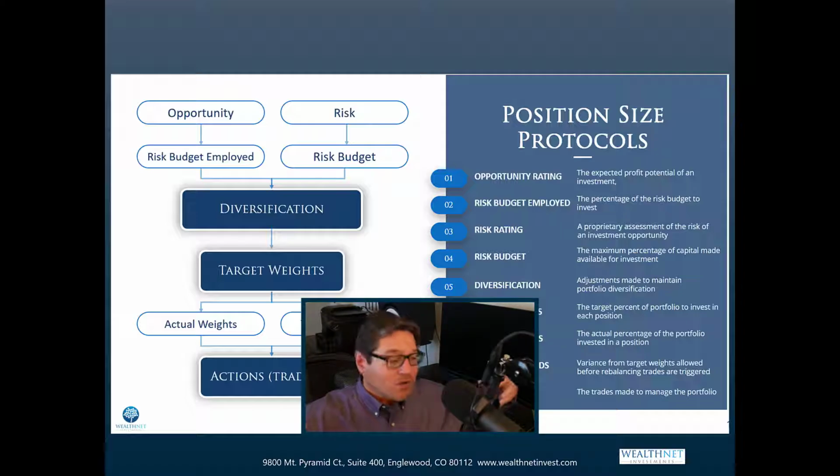The opportunity score and the risk budget risk score tells us what we can do total position-wise. Then we actually look at a diversification process, and from there we get our target weights. And then those target weights are actually monitored on an ongoing basis with tolerance bands and actual weights, and we just constantly look at that. If the drift is too high, then we rebalance it. It's kind of a cost-benefit analysis, and that leads to actions. That's the overall process of position sizing, just to summarize.